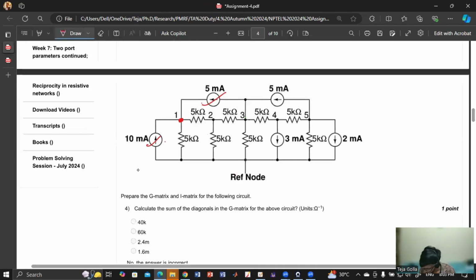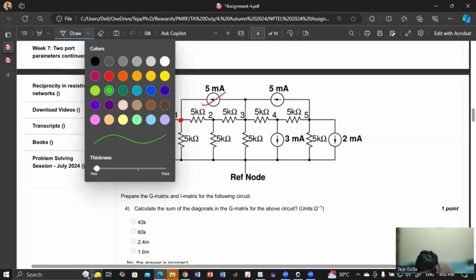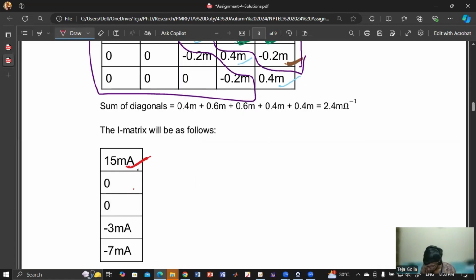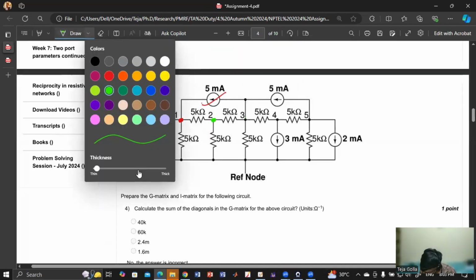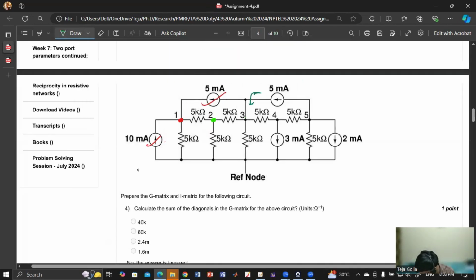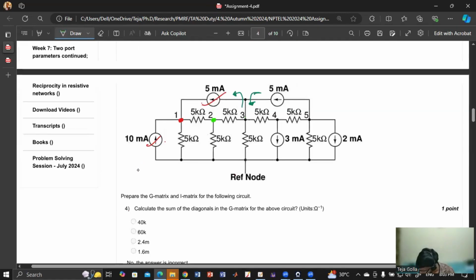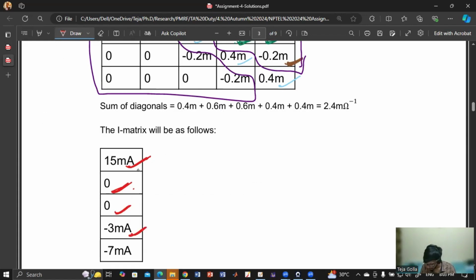Then what about I2? For I2, there is no current as such that is connected to terminal 2. So it will be 0 because no current is entering, which is independent. So I2 will be 0. And I3 is a bit tricky because current is entering 5 milli and current is leaving 5 milli. So there is no net current entering. So again, this will also be 0. And at terminal 4, current is leaving. So that's why it is minus 3, because we need only the current that is entering.